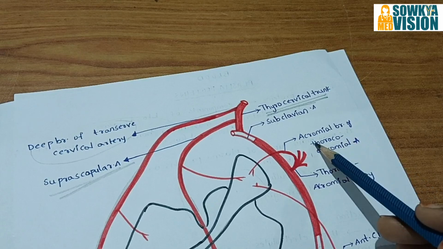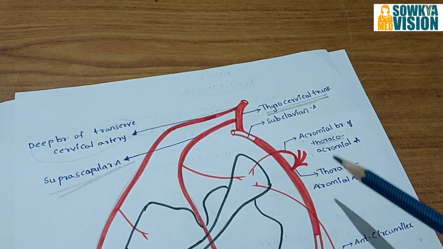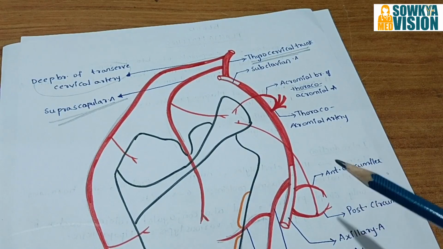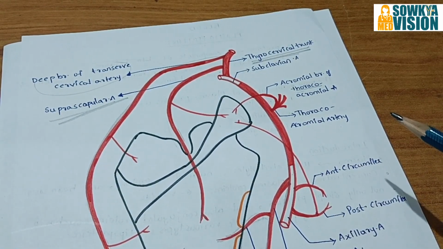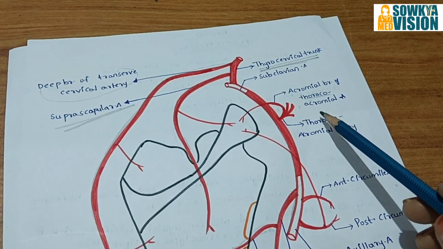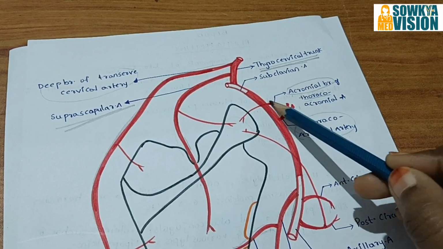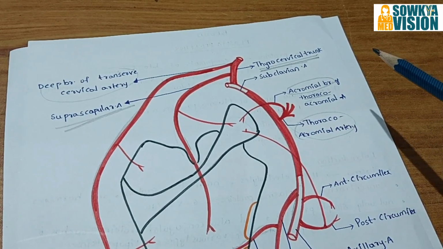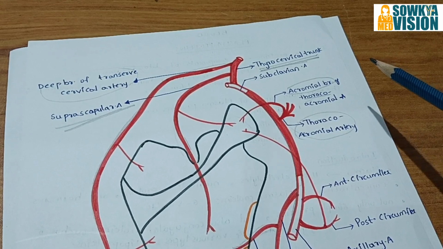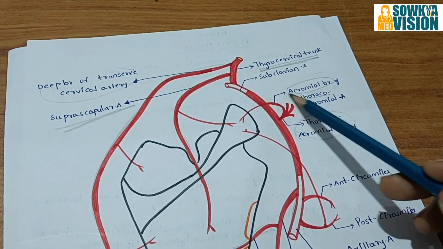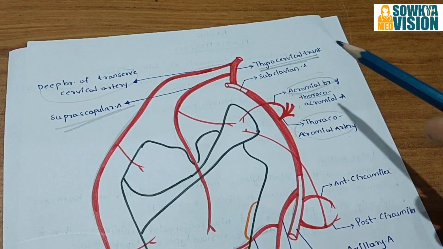The thoracoacromial artery is the first branch from the second part of the axillary artery. That means it is the second branch of the axillary artery. Yes, this is the thoracoacromial artery. It has four branches: deltoid, acromial, pectoral and clavicular. So, this is the acromial branch of the thoracoacromial artery.